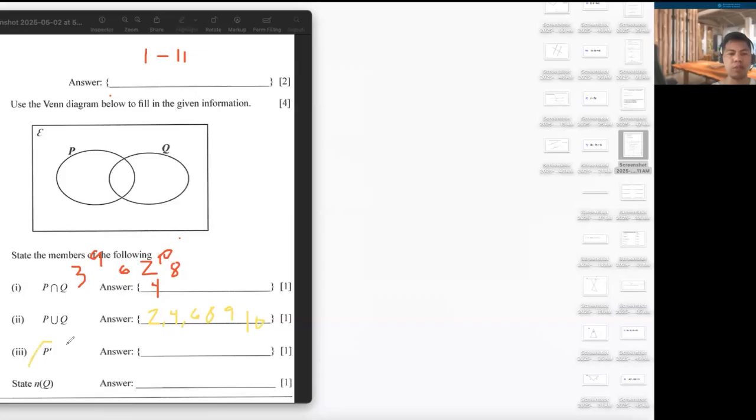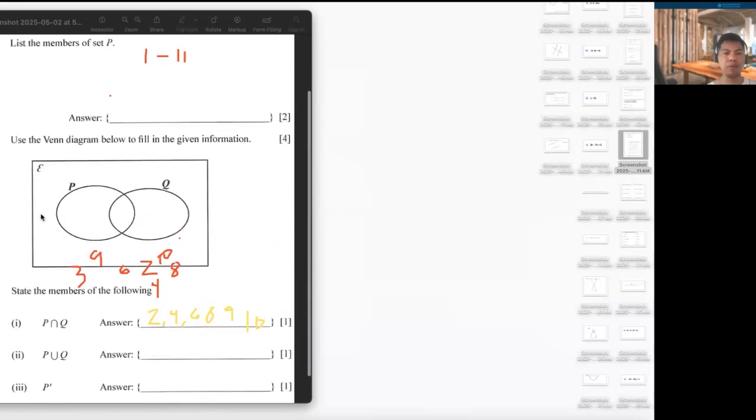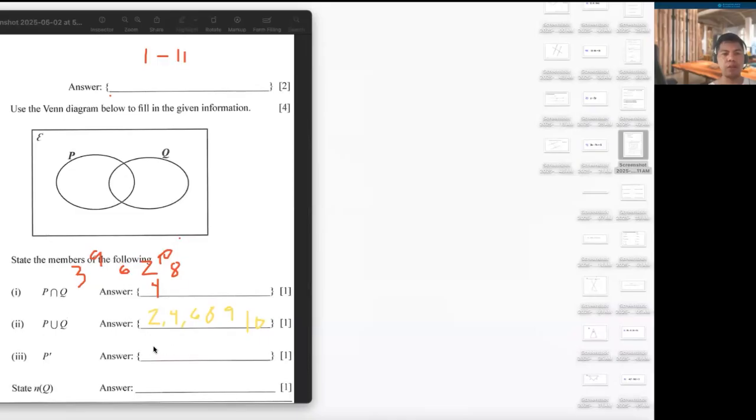Another thing is, do you know what this symbol means? We read it as P complement, P prime. Everything except P. So what are those numbers? We can include 1, right? Don't include 3. Include 2. Include 4. Include 5. Don't include 6. Include 7. Include 8. Don't include 9. Include 10. And then 11.